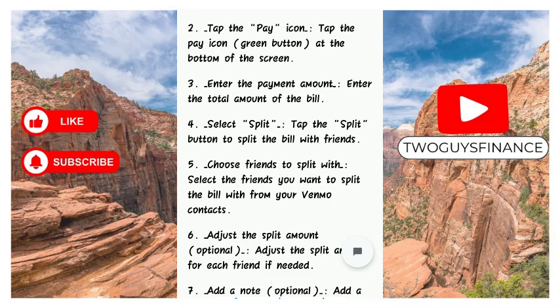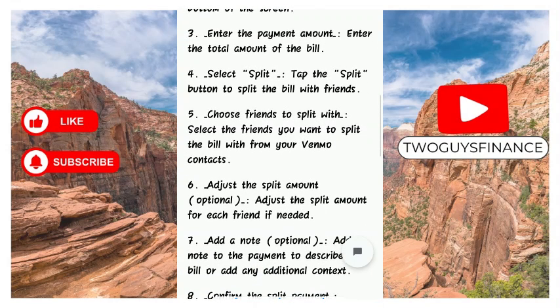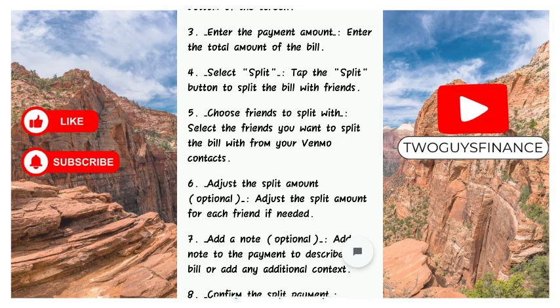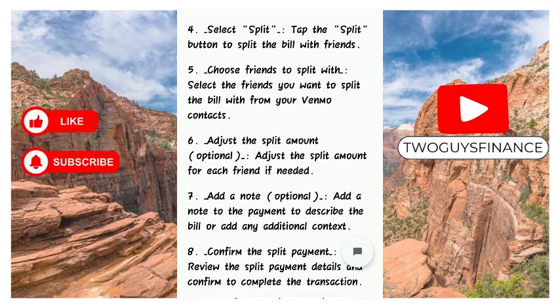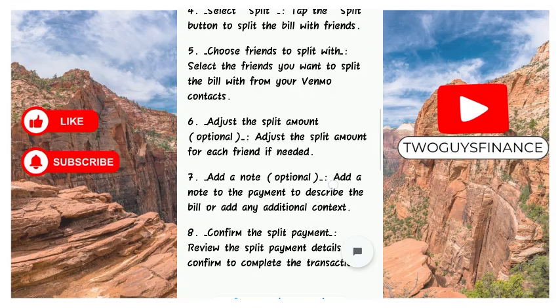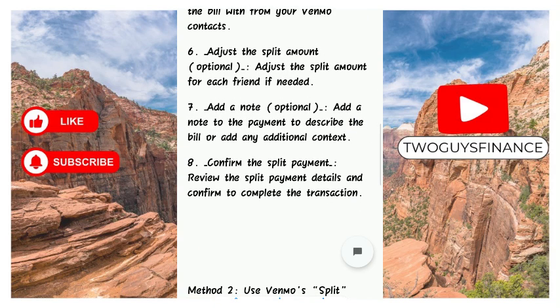And now you just want to select the friends that you want to split the bill with from your Venmo contacts, and adjust the split amount for each friend if needed. And you could also add a note to the payment to describe the bill or add additional context, but of course that's optional. Once you're done with all that, just review the split payment details and confirm to complete the transaction.